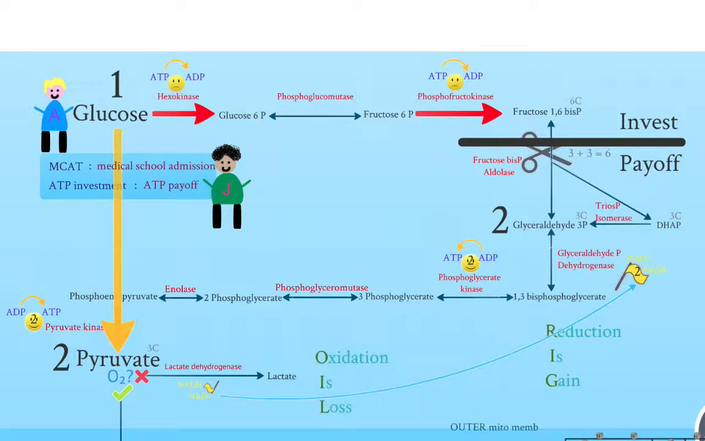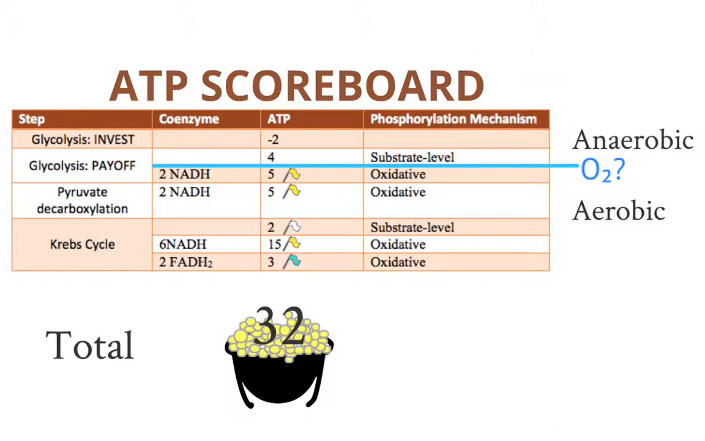Without oxygen, our investment yields minimal payoff. 2 ATP invested and only 4 ATP gained, a measly net of 2 ATP. Anaerobic metabolism is considerably less efficient than aerobic metabolism.